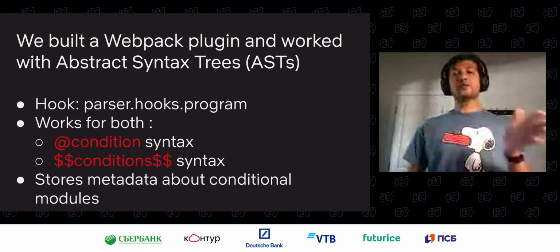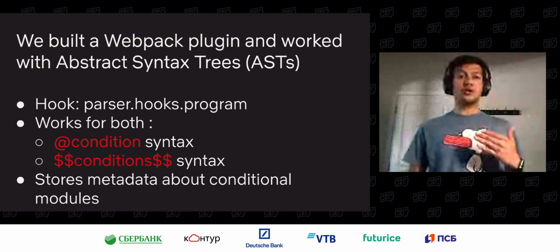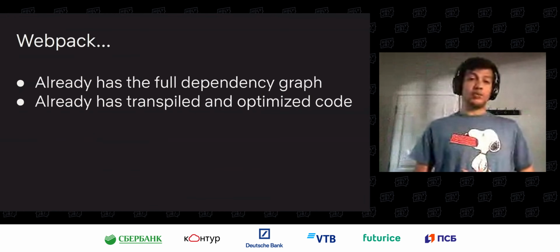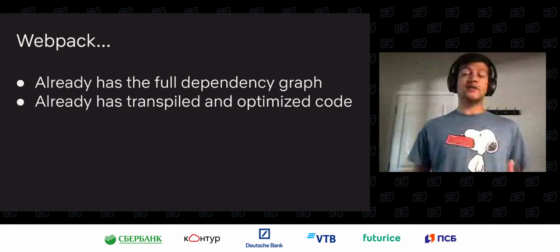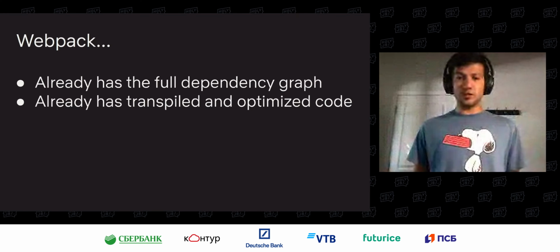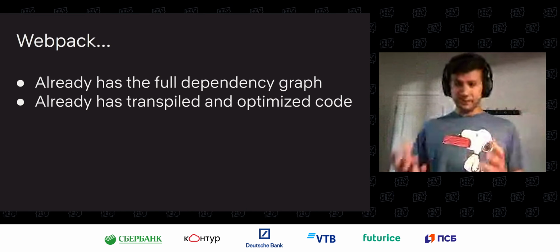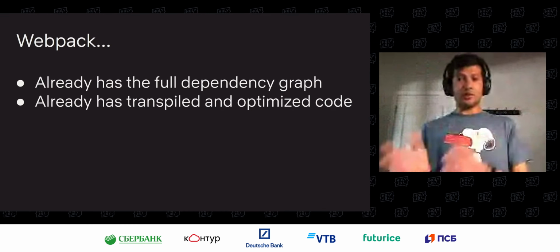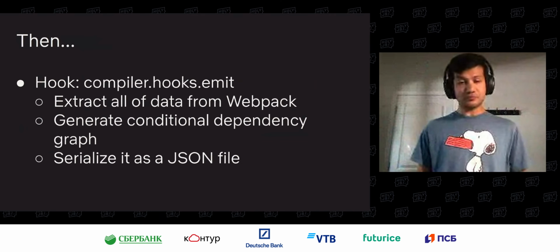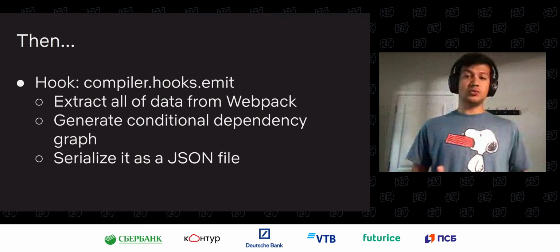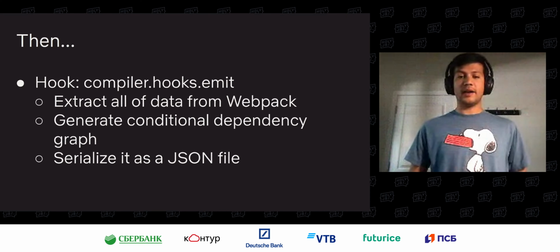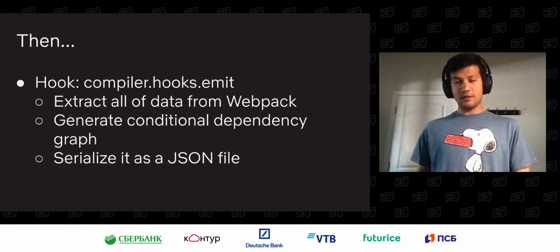So this way, as the build is progressing, we are collecting all the information about conditional modules in our source code. The beauty of Webpack was it actually has the full dependency graph already. When it parses and looks at all those files, it's already building a full dependency graph of the code. Plus, with all the loaders, it was able to transpile and optimize our code already. So Webpack gave us all these things out of the box. And then the final thing we had to do was tap into the compiler's emit hook, extract all this information from Webpack, and just serialize it into a JSON file.